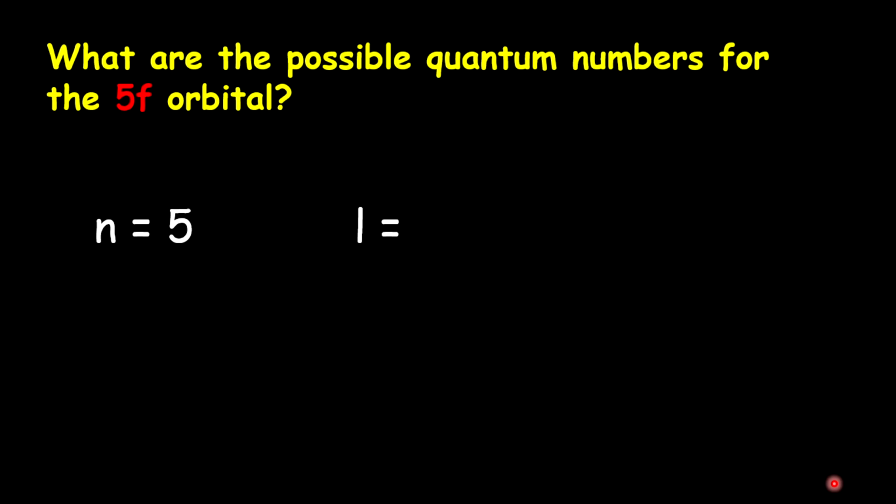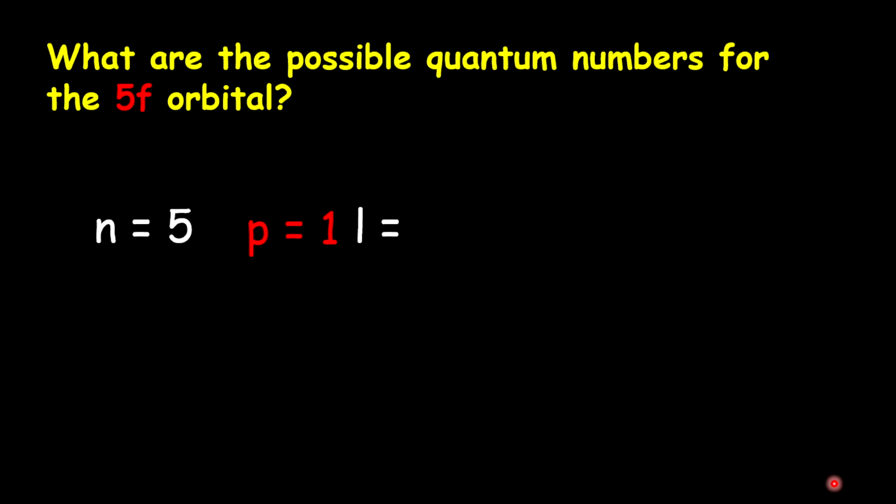Because remember the values, starting from the shell is n, the subshell will be L, and the orbital will be ml. So let's figure out the L value. Remember, the first subshell should be S. It is not S we're dealing with, so that will not work. It only starts with 0. And then we have our second, which is P. And so P is 1.